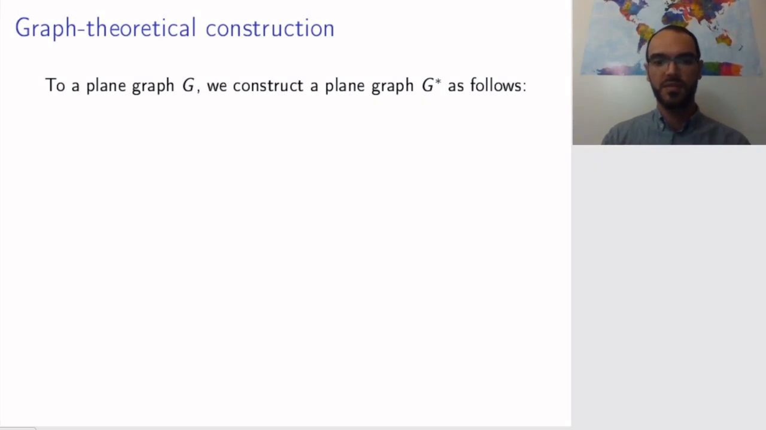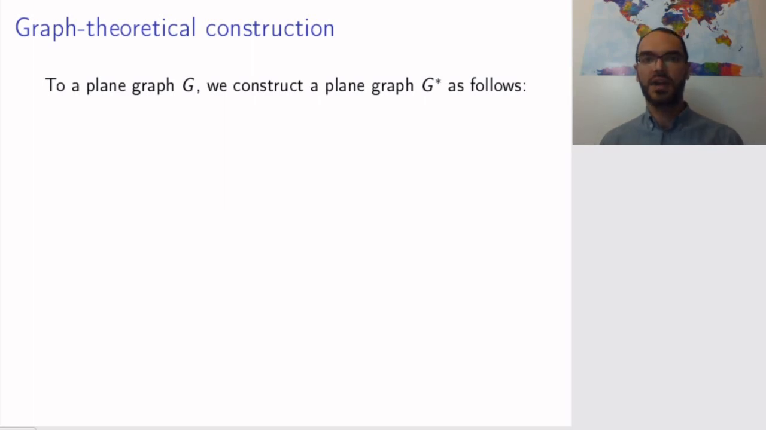As you might remember, we had a way of looking at polyhedra as plane graphs or planar graphs. So what we're going to do is construct this graph theoretically in terms of plane graphs. You take a plane graph G and you want to construct another plane graph G star. Remember, a plane graph is a graph that is already drawn in a plane in such a way that no edges cross each other. So how do we do this construction more precisely?